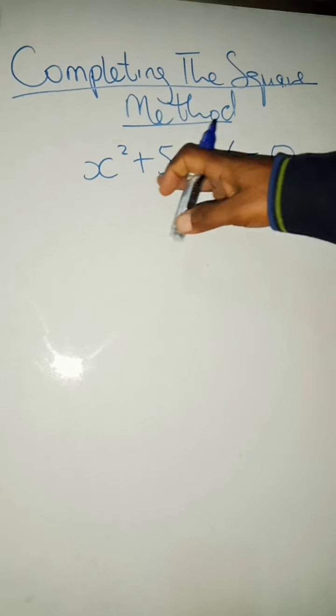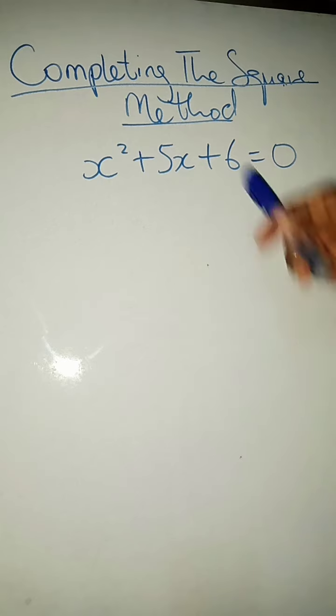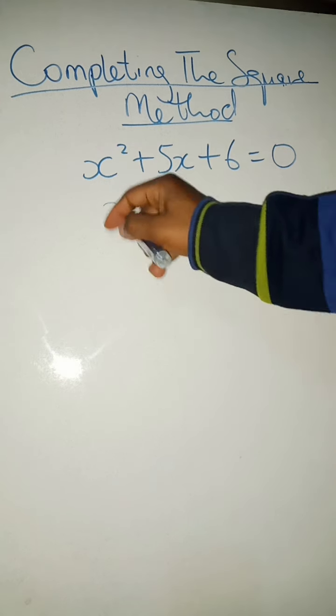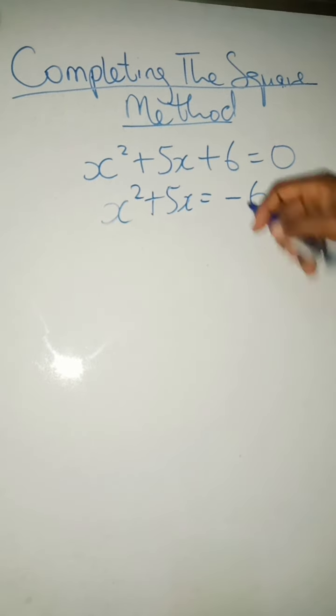We're going to factorize this quadratic equation using the completing the square method. First of all, you want to take 6 to the other side of the equation. And here you go: x squared plus 5x equals minus 6.